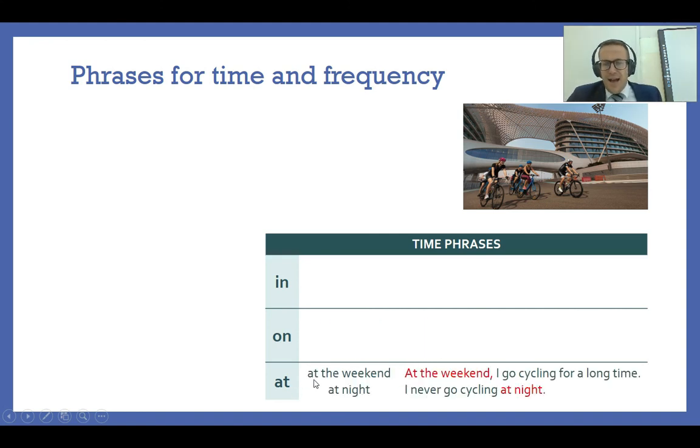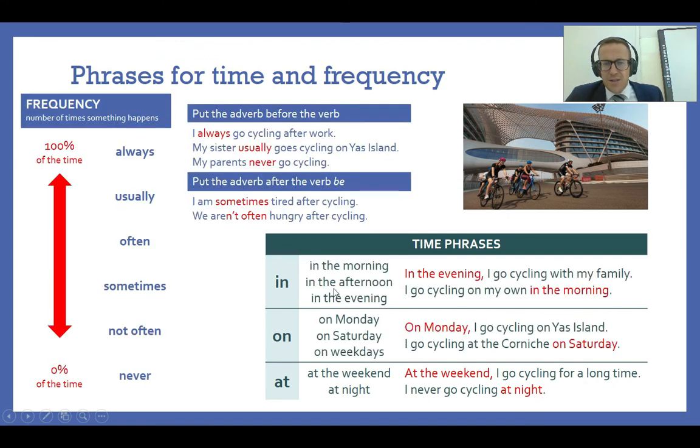At the weekend, at night. At the weekend, I go cycling for a long time. I never go cycling at night. So again, at the start or at the end. So try to remember these time phrases. For the adverbs of frequency, remember the order, remember the spelling of words like often, and where we put them in the sentence, before the verb or after am, is, are, was, were, like this.